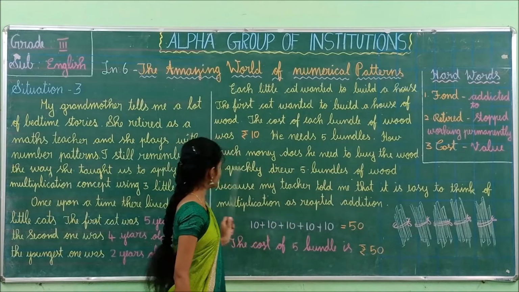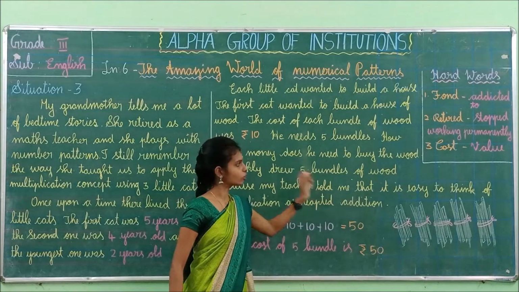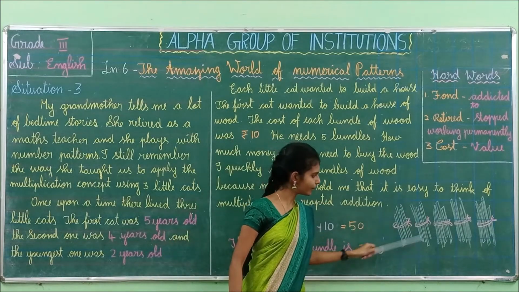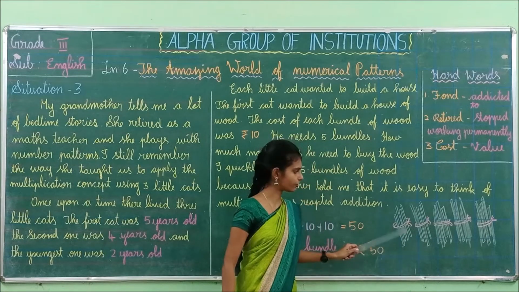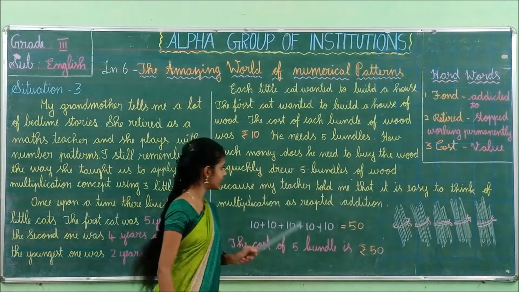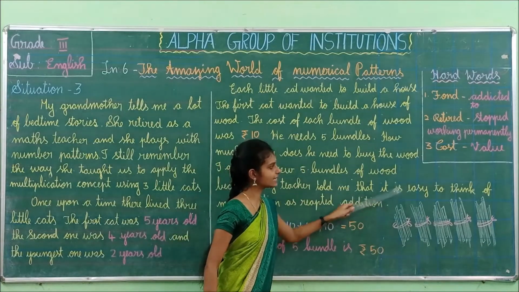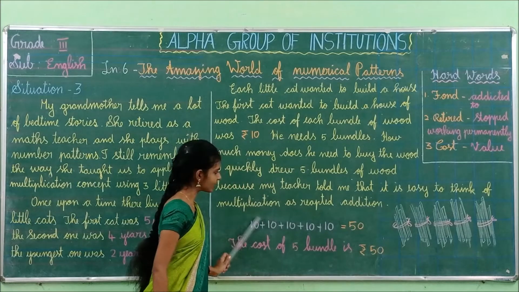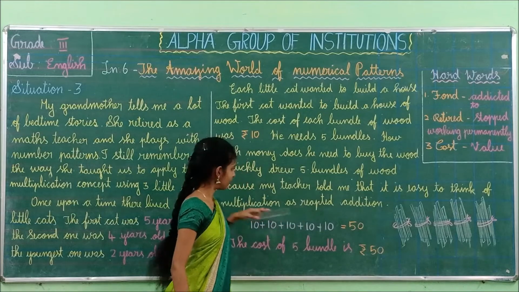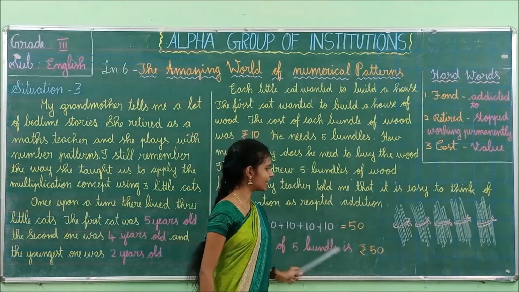5 bundles of wood. I quickly drew 5 bundles of wood. So what is he doing? Yes, he quickly drew 5 bundles of wood. First of all, he drew the 5 bundles of wood. Why? Because my teacher told me that it is easy to think of multiplication as repeated addition. So multiplication is easy when we repeatedly use this addition method.